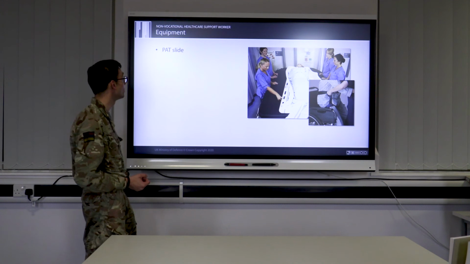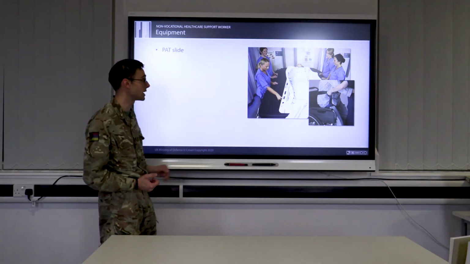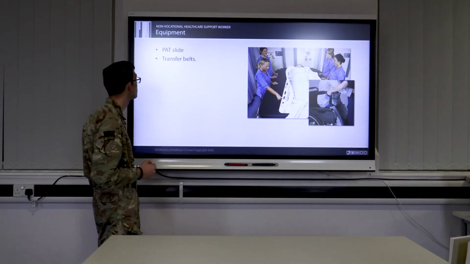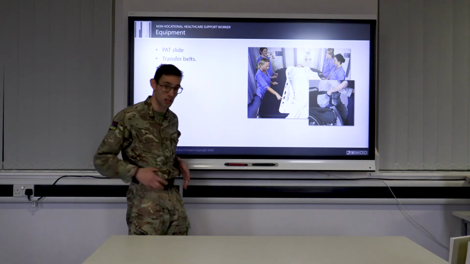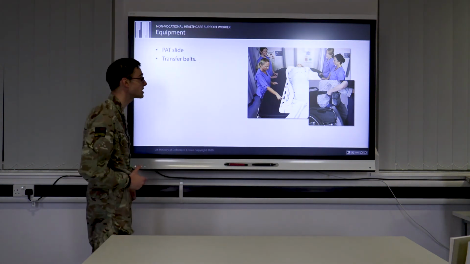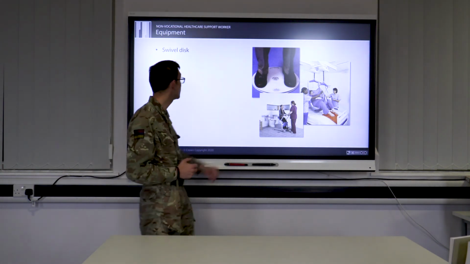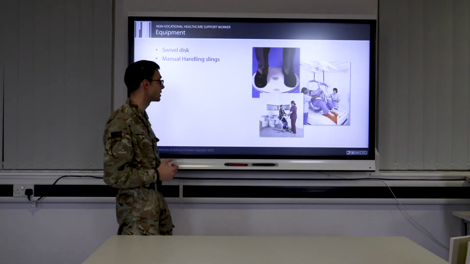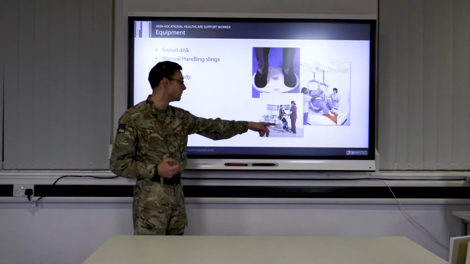Some common equipment might include a pat slide, which is the whiteboard here, which will allow you to do a bed-to-bed transfer; you just slide them across. Transfer belts, which can be pictured here, are a waist belt which goes around the waist and around the hips and the thighs. A swivel disc, this one here. Manual handling slings, or hoist, or Sara Steady.